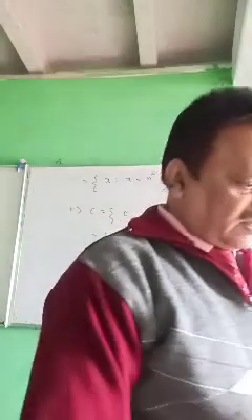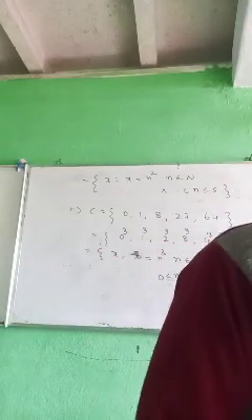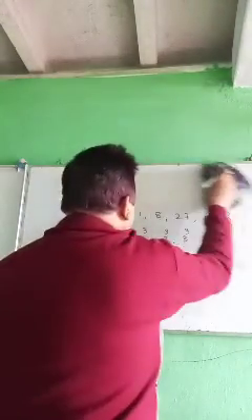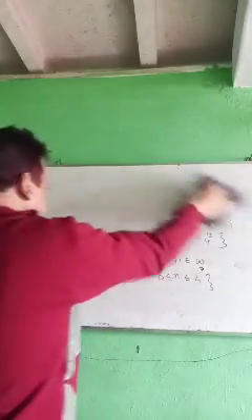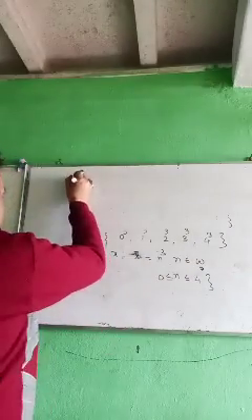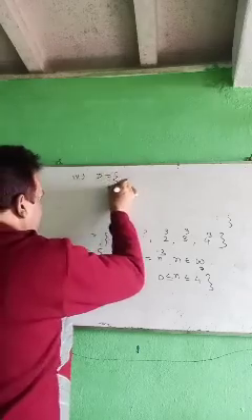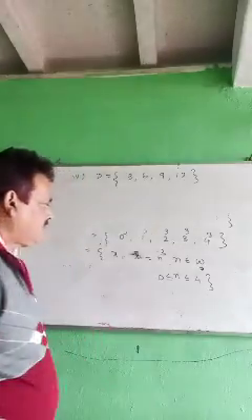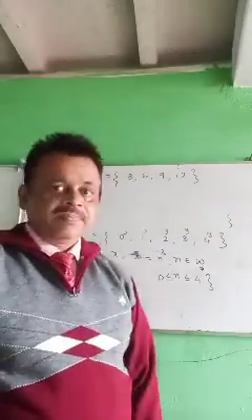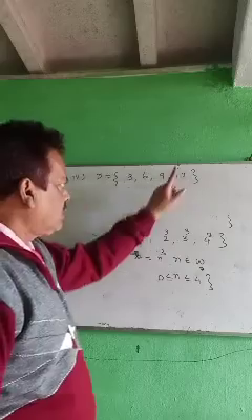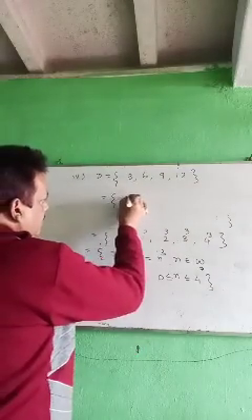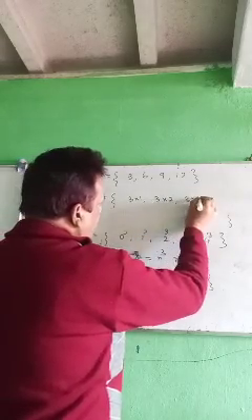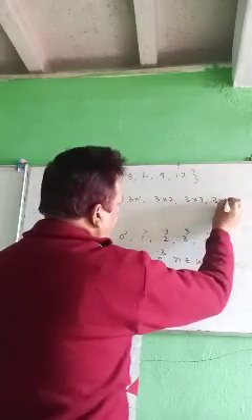Okay, let's take another question here. Suppose D is a set: 3, 6, 9, 12. What pattern do you find here? You find multiples of 3. Because it is 3 into 1, 3 into 2, 3 into 3, 3 into 4.